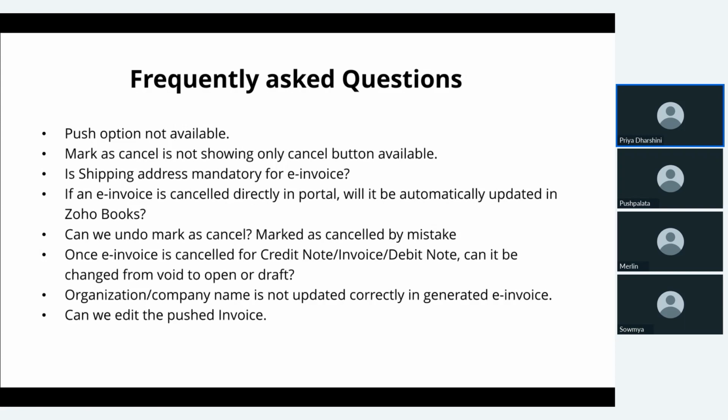So you have already pushed the invoice to your IRP portal, but what happened is that when you try to take a printout of the e-invoice, your organization or the company name might not be correctly updated. So what would be the case here is the business legal name might not be updated in your GST tax settings of Zoho. I'll just show you how it is done.